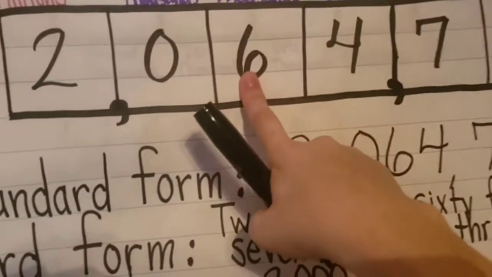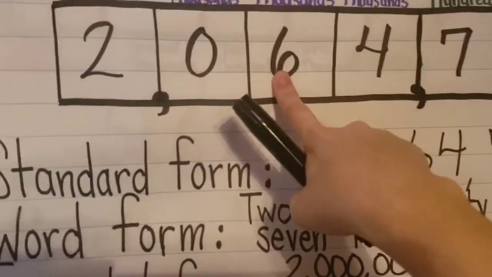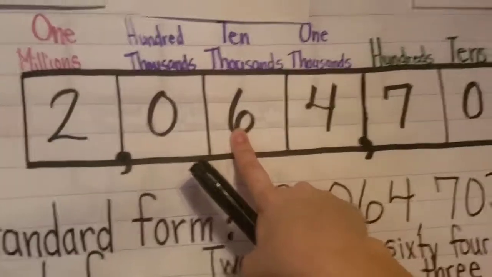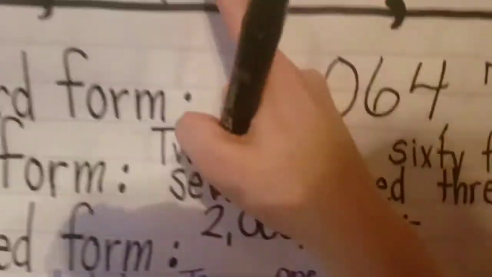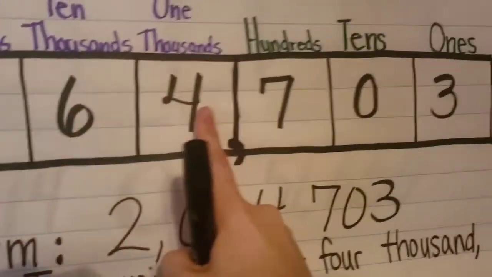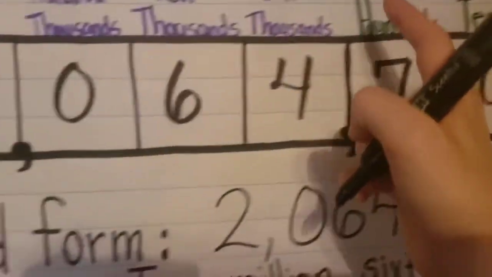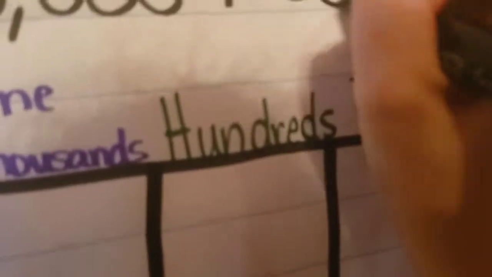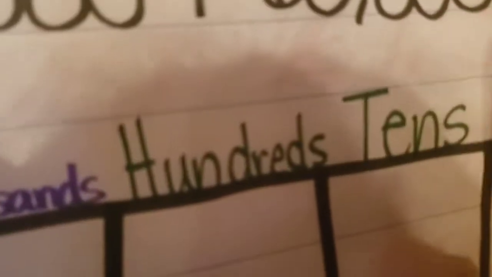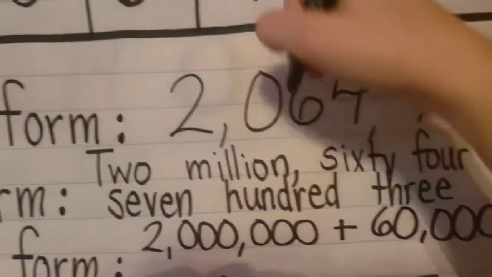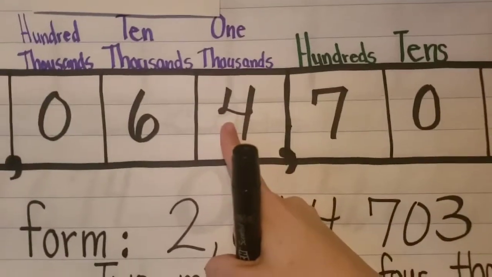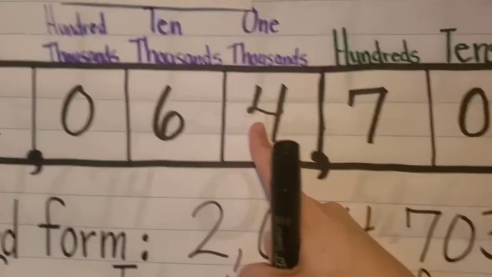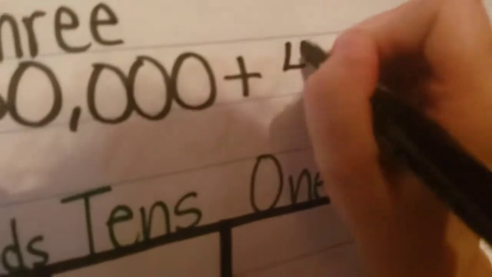Next, I have 6 10,000s. That's like 6 times 10,000, so that equals 60,000. So again, I'm going to write a 6 with 1, 2, 3, 4 zeros after it for 60,000. Now I go to the 1,000s place. There's a 4 in the 1,000s place. 4 times 1,000 is 4,000. So I'm going to add 4,000.